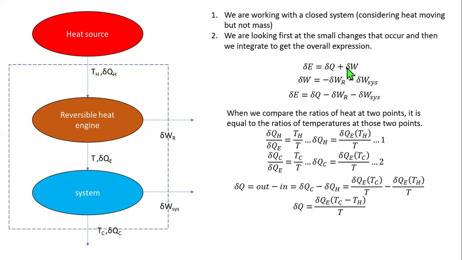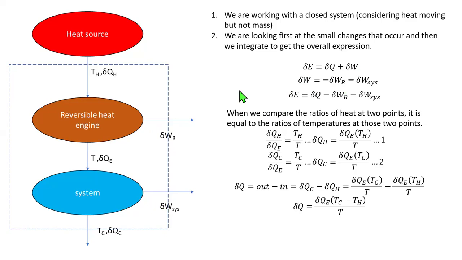And if you look at the change in work, or the amount of work that is being done, we have del WR, the work that is coming from the engine, and then the work that is coming from the system. Remember, we said that work that is done by something is negative. So our del W will be negative del WR and then negative del W of the system. Are you fine up to that point? So I just put the del W, that expression we found, into the first equation. Is that okay?